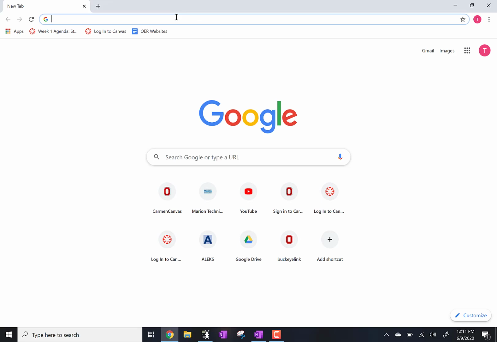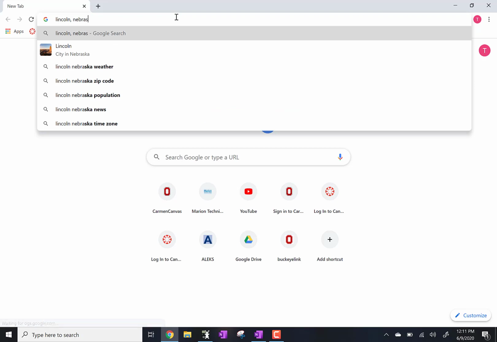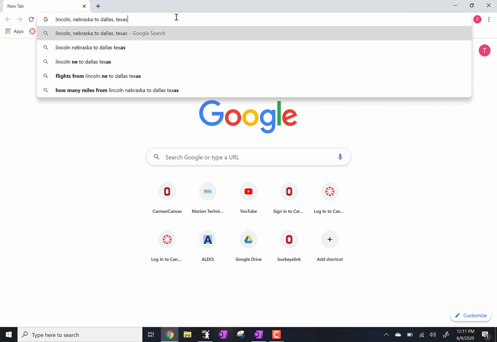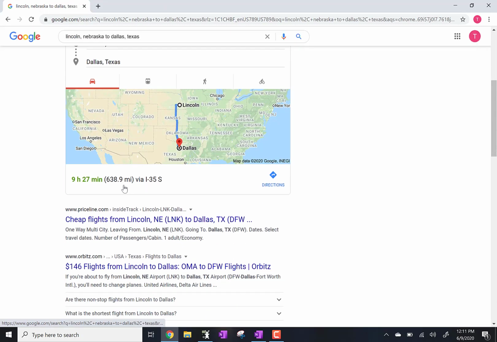So we want to search the distance between, let's say we're traveling from Lincoln, Nebraska to Dallas, Texas, right? If we go to Google Maps, notice it's estimating that it'll take 9 hours and 27 minutes to drive there, and it's roughly 638.9 miles, right? But the miles that we had gotten was approximately 553 miles. So I'm asking, why are these different, right?